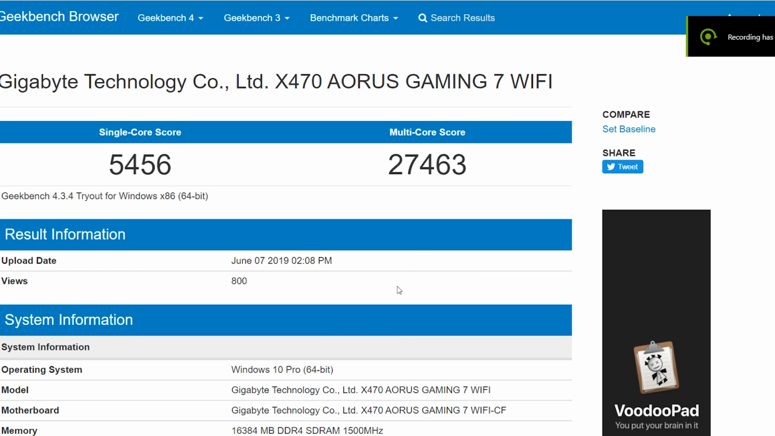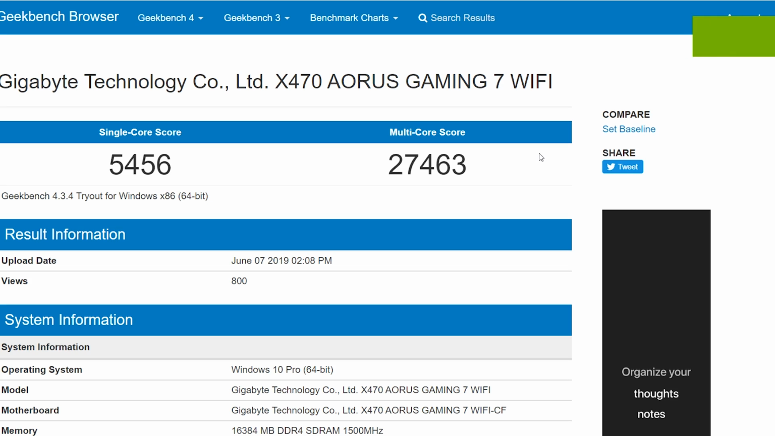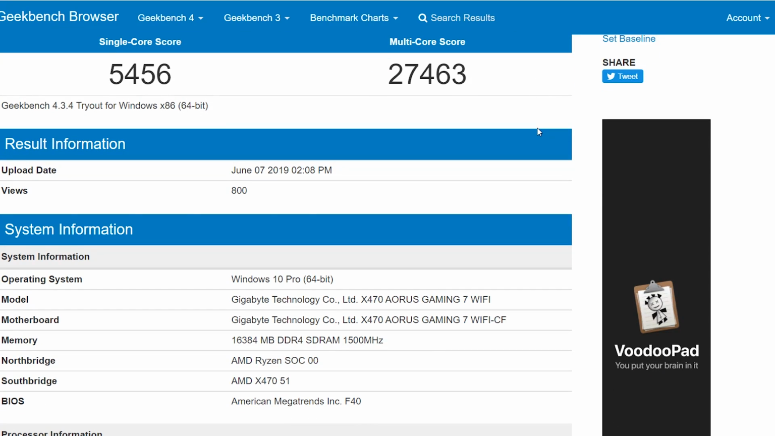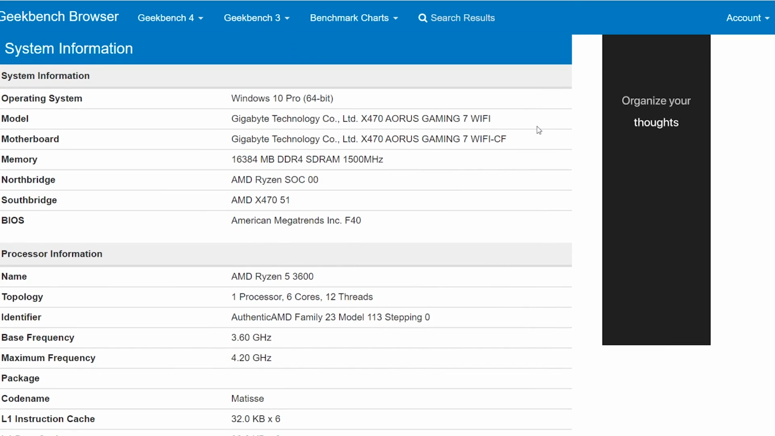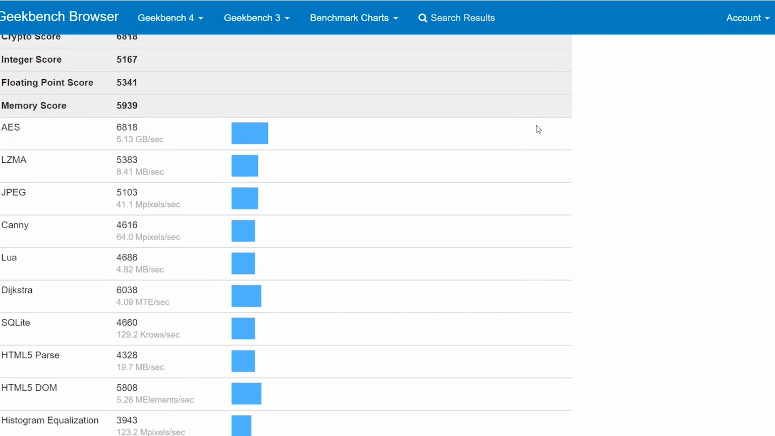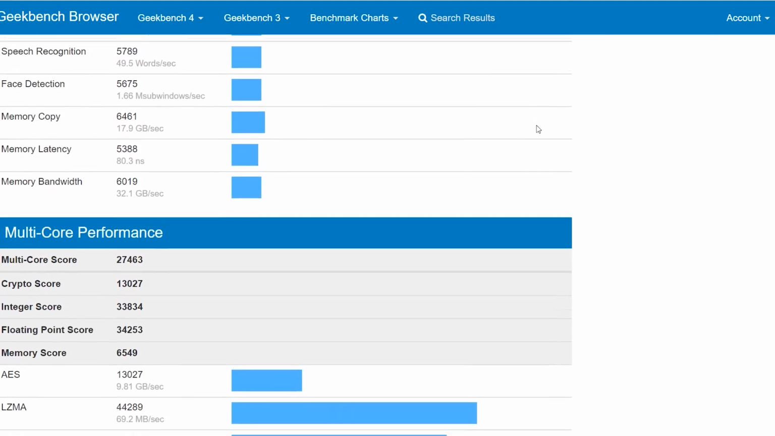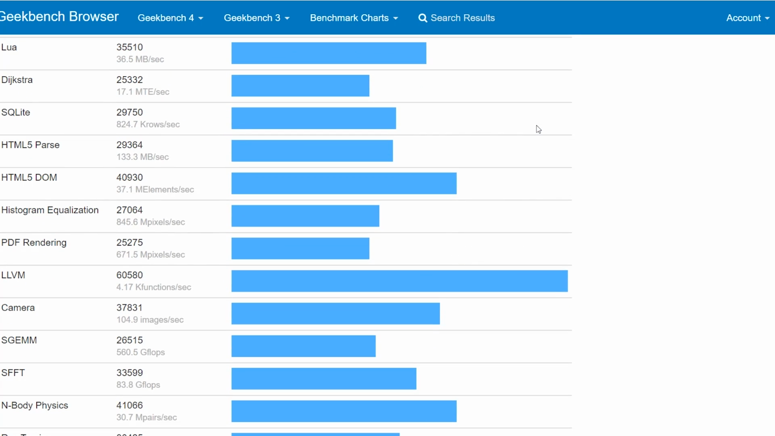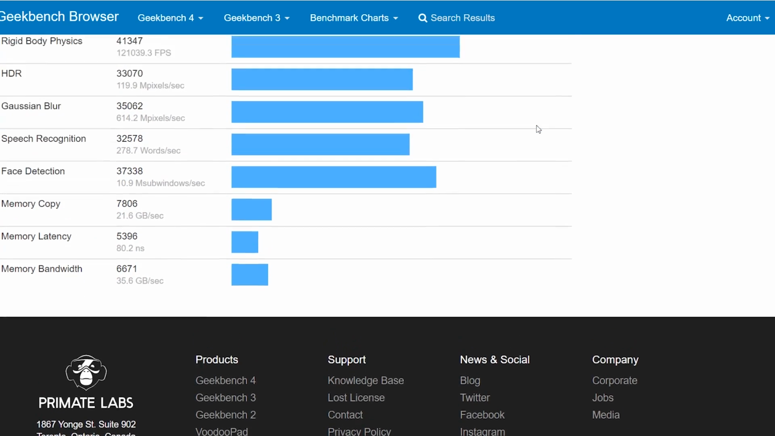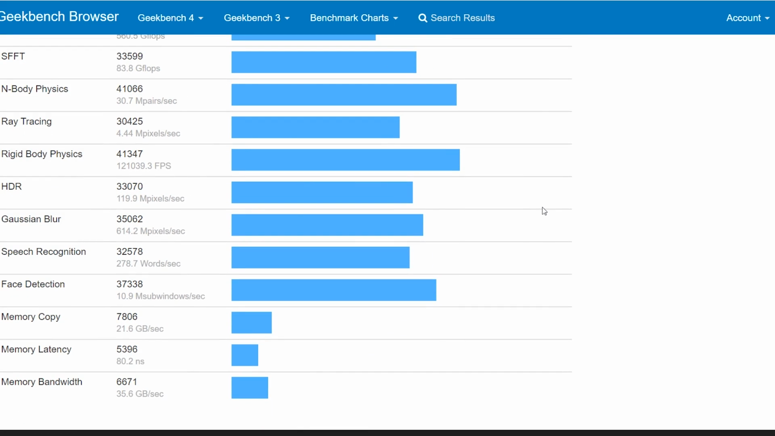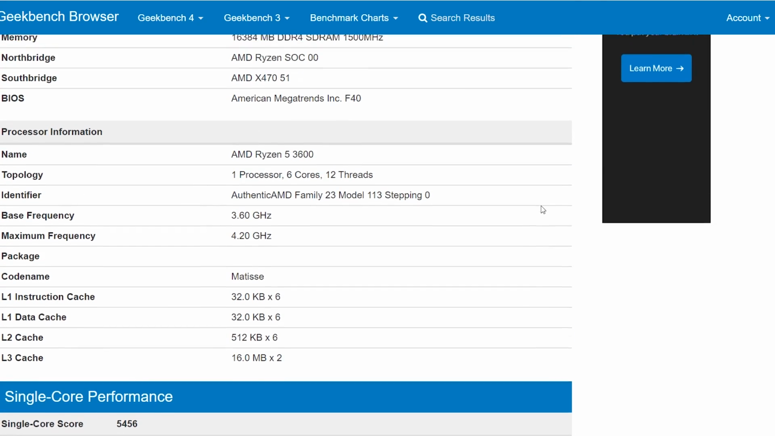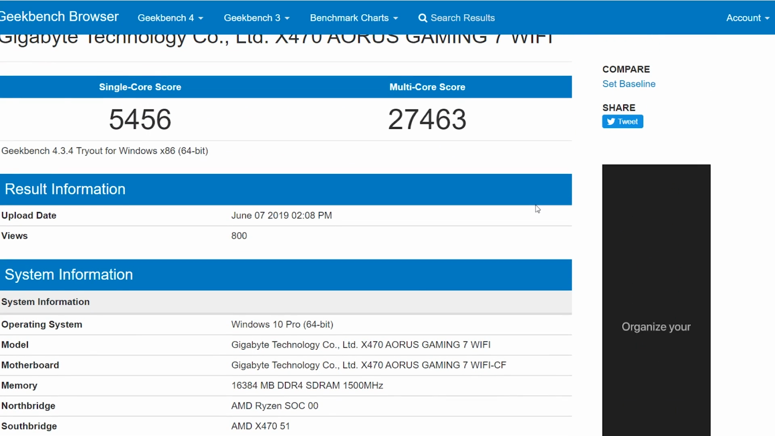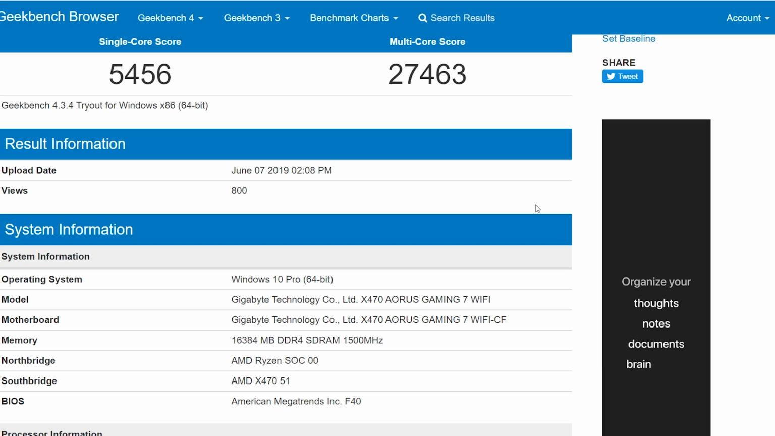The CPU is scoring 5,456 in single core score, which is, well, really good. And multi-core score is hitting 27,463. This result was updated on June the 7th, and it is using the Aorus X470 Gaming 7 Wi-Fi motherboard. If you're not familiar with it, it is, of course, made by Gigabyte, and the memory is clocked at 1500 MHz, but of course, because of DDR speeds, this means it's running at 3000 MHz, which is phenomenal, because this means that we actually have a nice result of fast memory, finally.